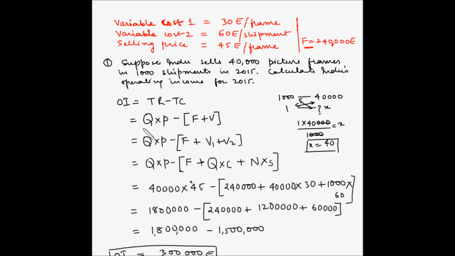Now let's take the second case, which is: suppose Indu sells 40,000 picture frames in 800 shipments. That means the number of shipments has gone down. That means the number of frames per shipment has gone up. So if the number of shipments has gone down, then the variable cost number 2 will also go down because it is based on the number of shipments. So if the variable cost has gone down, basically our operating income should increase.